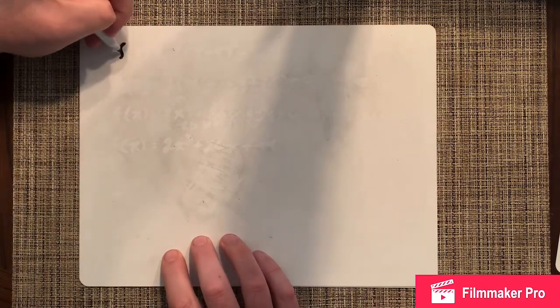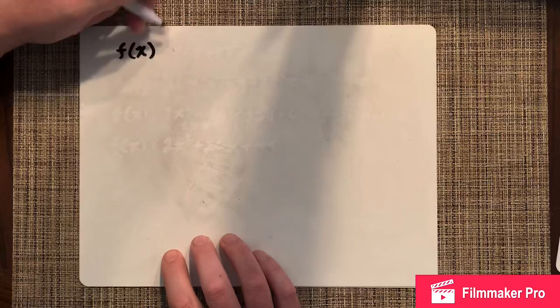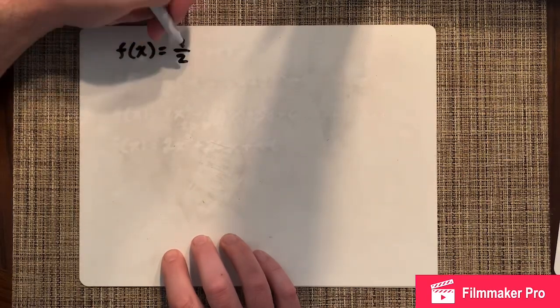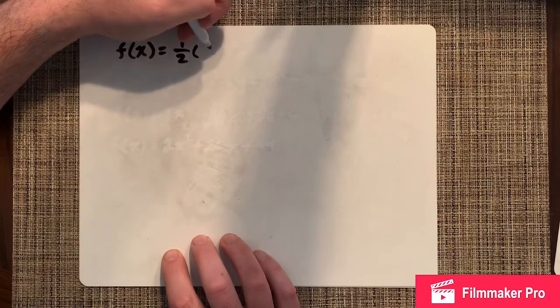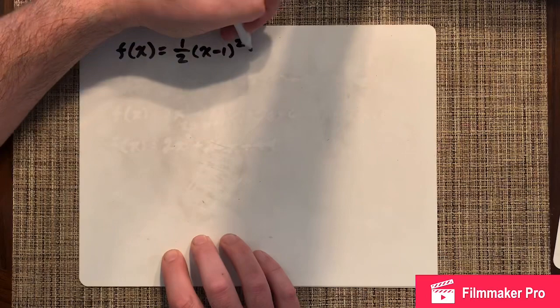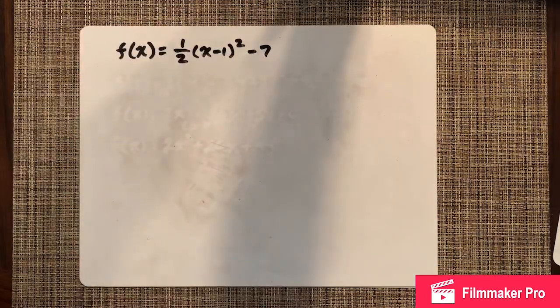This time, f of x is equal to, okay, here it comes, the dreaded fraction: 1/2 times (x minus 1) squared, and then minus 7. All right, yeah, I know there's a fraction there. We're going to have to deal with it. So let's go slow and let's see if we can get that back after we expand it.